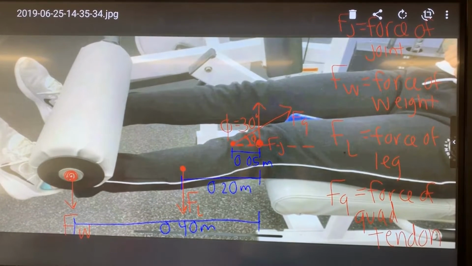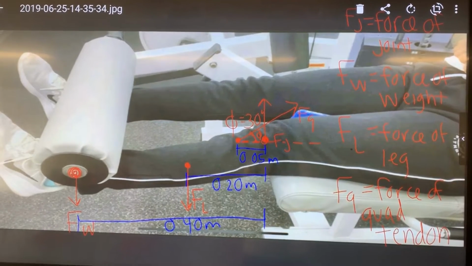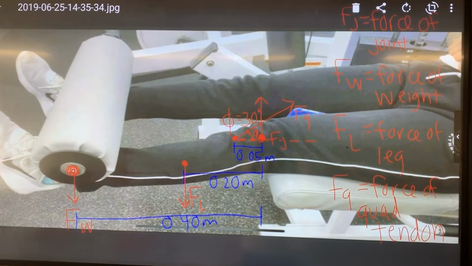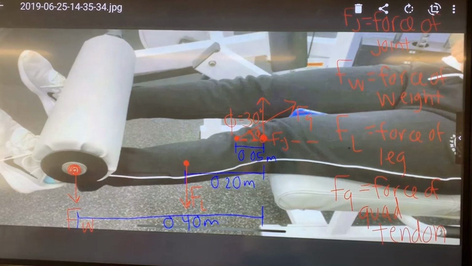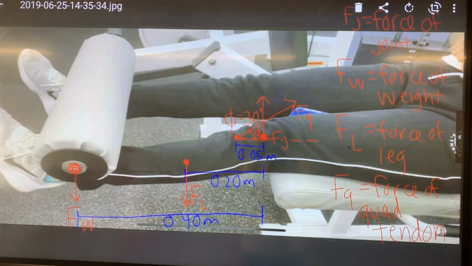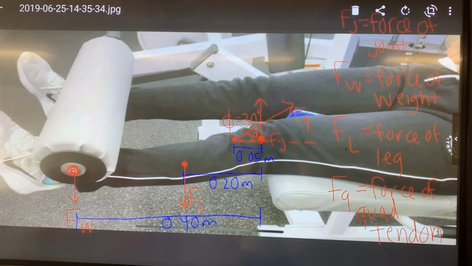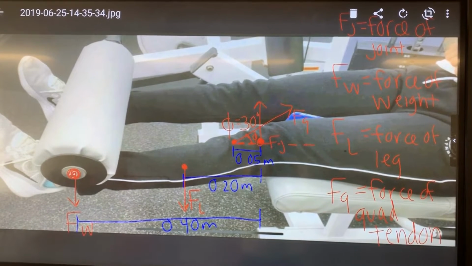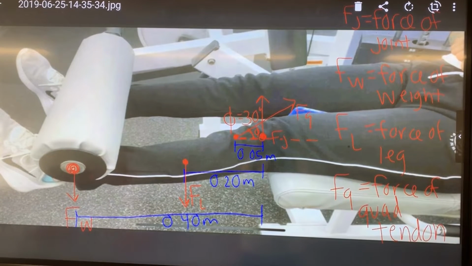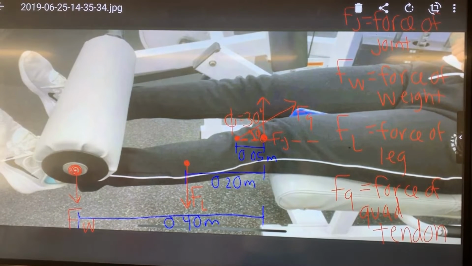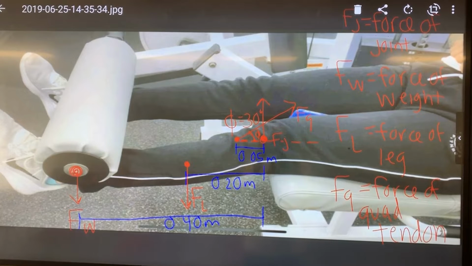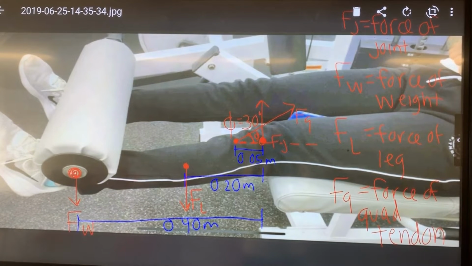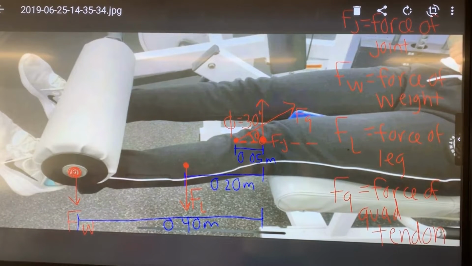In this diagram, I labeled all the forces and lever arms for this example. Fj is going to be the force of the knee joint. Fw will be the force of the weight. Fl is the force of the leg. And Fq is the force of the quad tendon. In blue, I have labeled all the lever arms. My axis of rotation is going to be at the knee joint, where Fj is labeled.